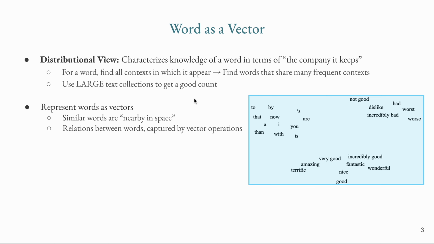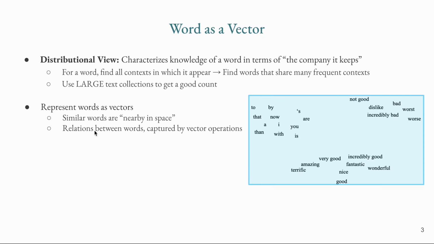So to formalize this more, representing words as vectors. If we do what I've just described, then similar words tend to have similar contexts that they appear in, right? So if we throw all of them into some space, then these similar words will appear nearby in space. Like very good, amazing, all of these are positive words that will be represented by similar context words, and so they will appear nearby in space.